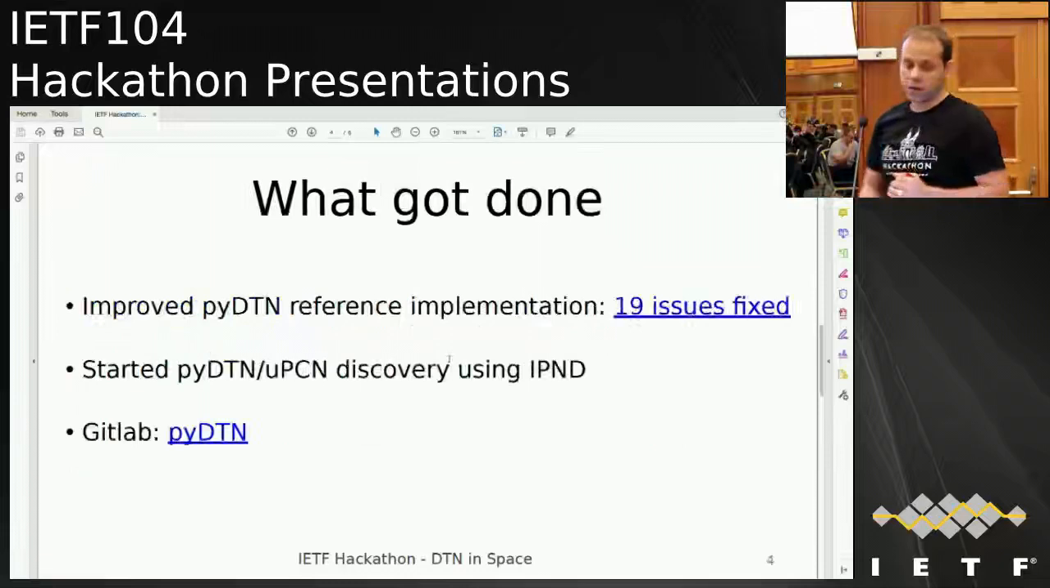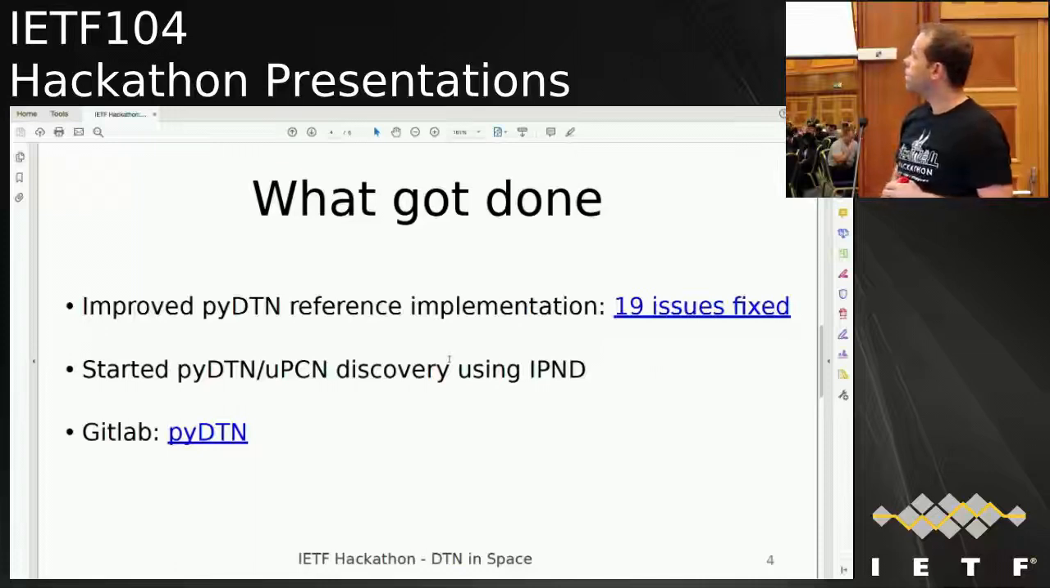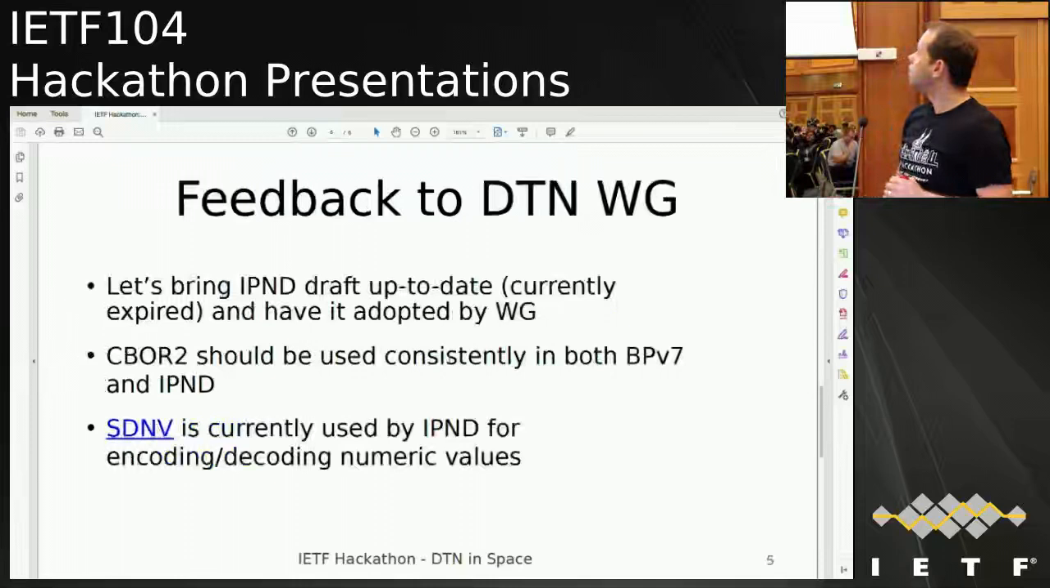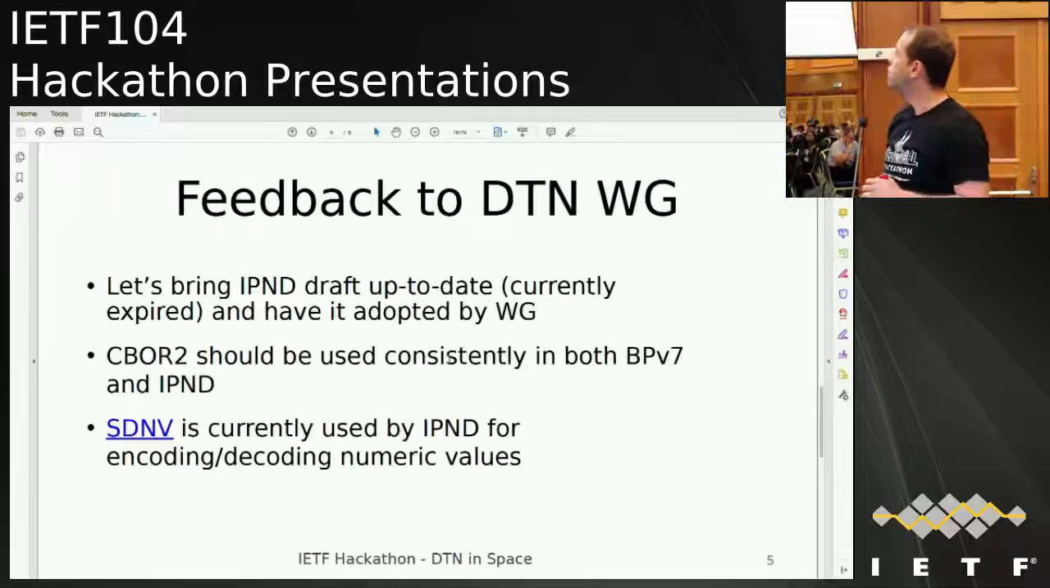So what got done? We got improvements on our PyDTN reference implementation. 19 issues have been fixed. We started PyDTN and micro-PCN discovery using IPND, and you can see a result of our work in GitLab PyDTN, link provided. We do have feedback to the DTN workgroup, and the session is going to happen on Tuesday.